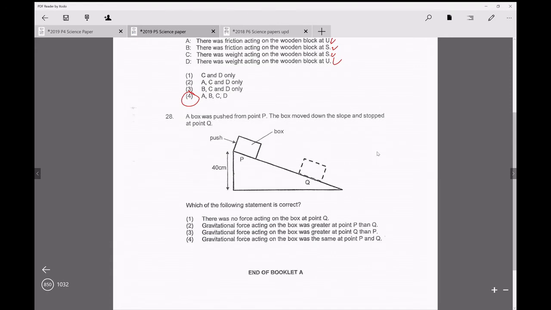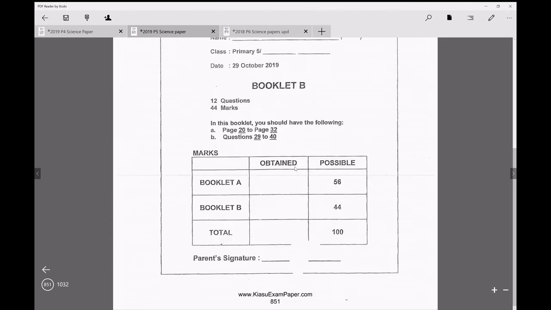So for question 28, the box didn't slide all the way down. It stopped halfway. They tell you the gravitational force acting is the same. Oh, this is a trick question. Remember, gravitational force will never change as long as you're on Earth, because the gravitational force we are experiencing every single second comes from Earth. So gravitational force will not change. So it's the same.